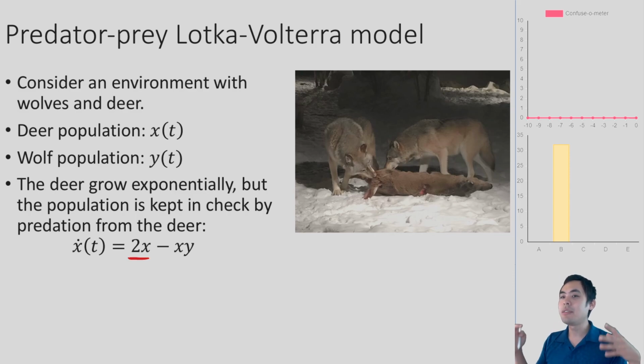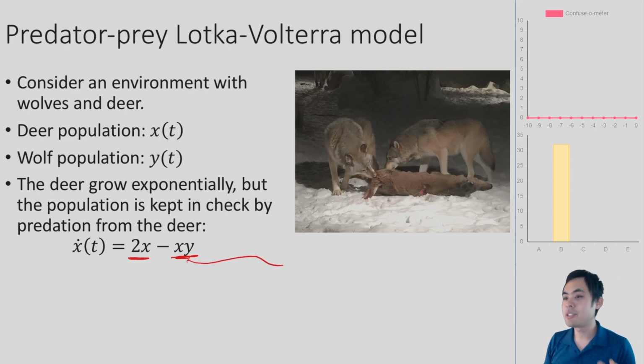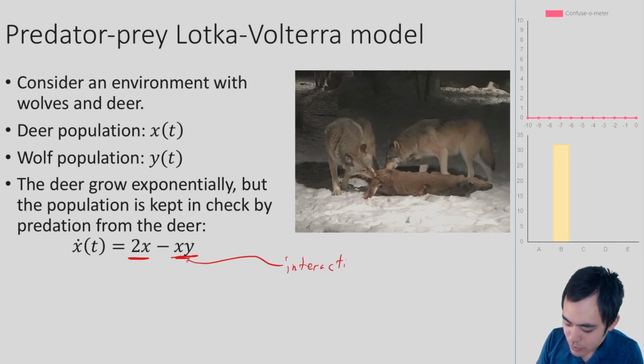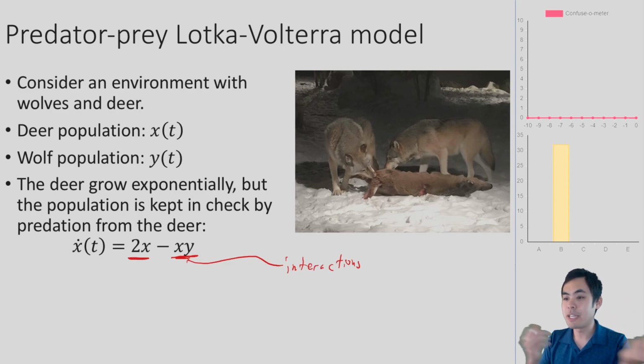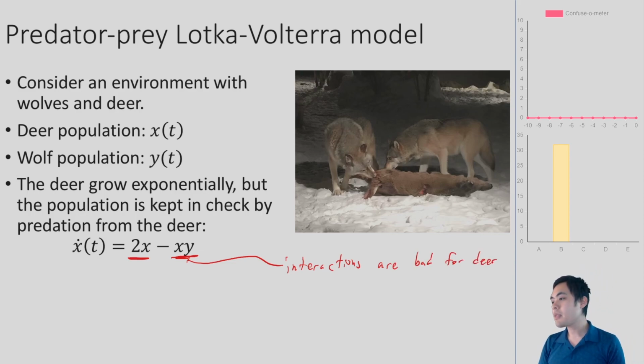But it turns out that in this simple model with both wolves and deer, the deer are kept in check by the wolves. So this here is an interaction term, because it turns out that deer and wolves interacting tends to be a little bit bad for the deer. So interactions between the two, which are modeled by this xy term, since you have a combination of both the wolves and the deer, interactions are bad for the deer and cause the population to get smaller.